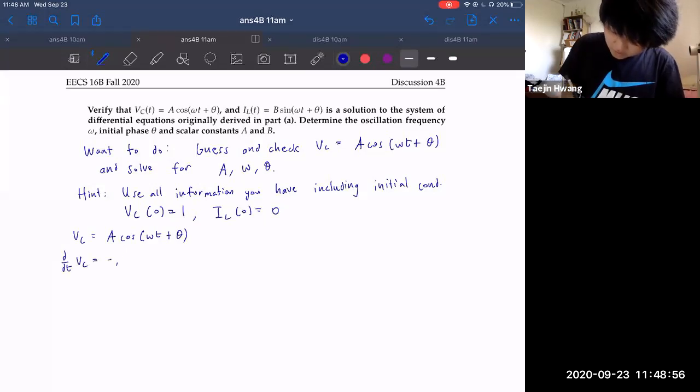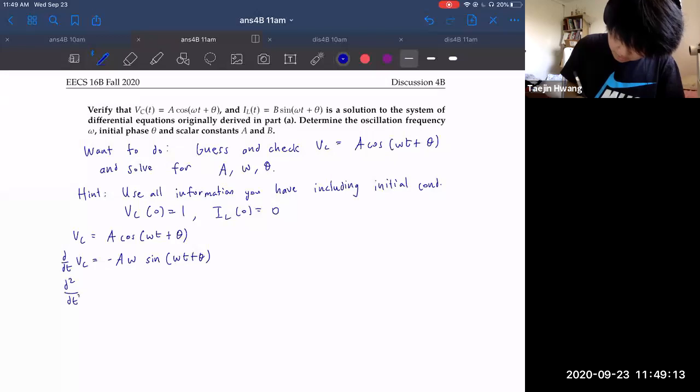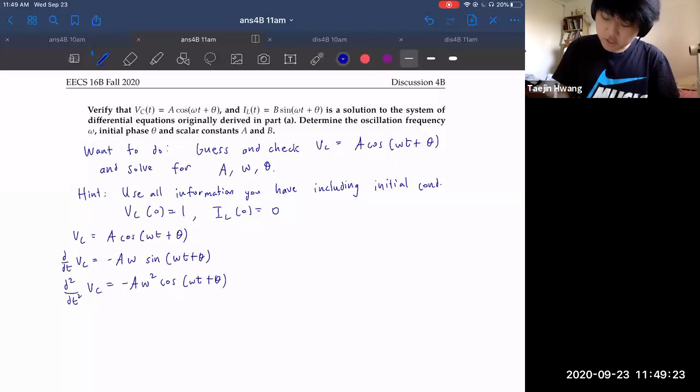And you might remember from calculus that the derivative of cosine is negative sine. And then you also need to use the chain rule. So this is the first derivative, and then let's take the second derivative. And the derivative of sine is cosine. So you'll notice that after taking two derivatives, you get the same cosine back. So let's plug this into the differential equation.